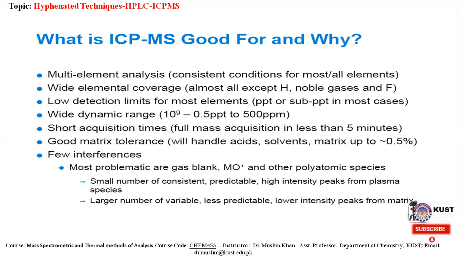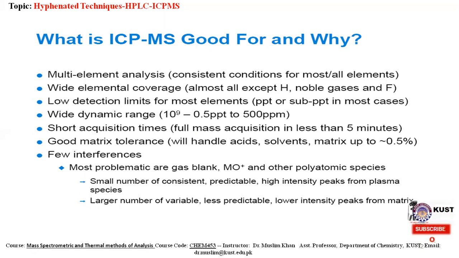So this instrument has wide elemental coverage, almost everything except hydrogen, noble gases, and fluorine. It covers almost all of the elements in the periodic table. As I mentioned, it has a very low detection limit and also a wide dynamic range, from 10 to the power 9 down to 0.5 ppt, meaning a 500 ppm dynamic range, and short acquisition times, meaning the full mass range is scanned in less than 5 minutes.